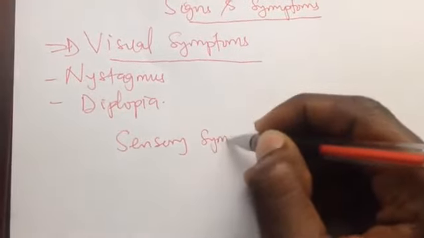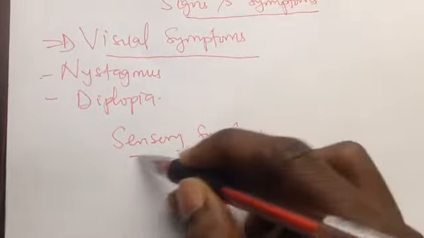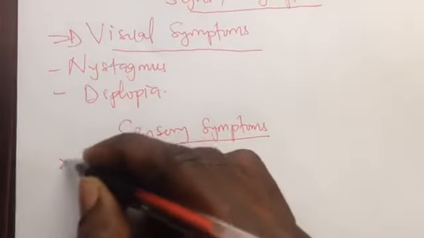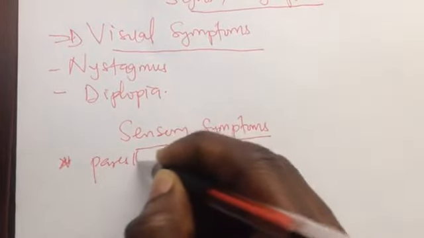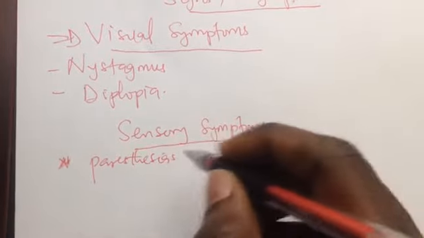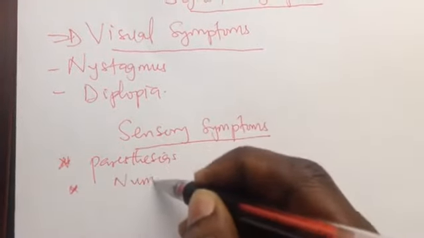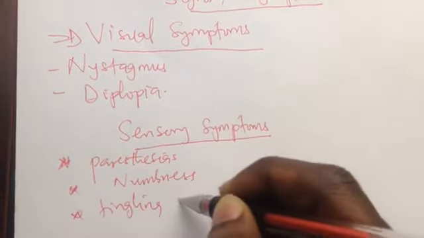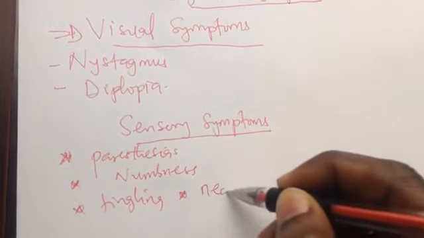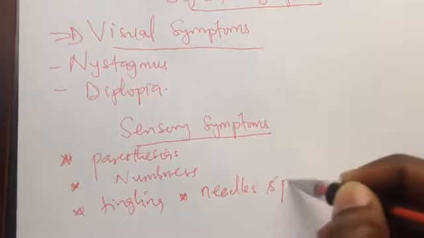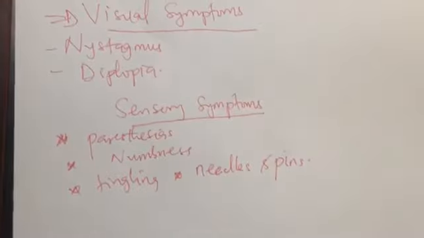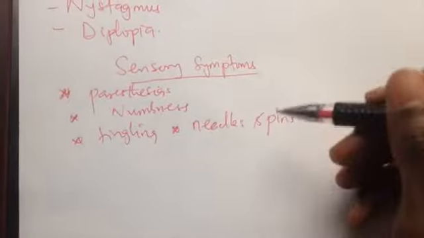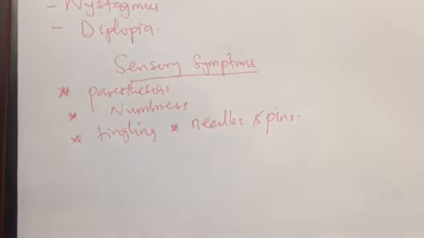Sensory symptoms. When we say sensory symptoms, we mean symptoms associated with damage to the neurons that are carrying sensation. So this patient will be complaining of paresthesias, numbness, tingling sensation, needles and pins sensation in the skin actually. And sometimes he may even complain of burning pain. All these are associated with damage to the sensory neurons.